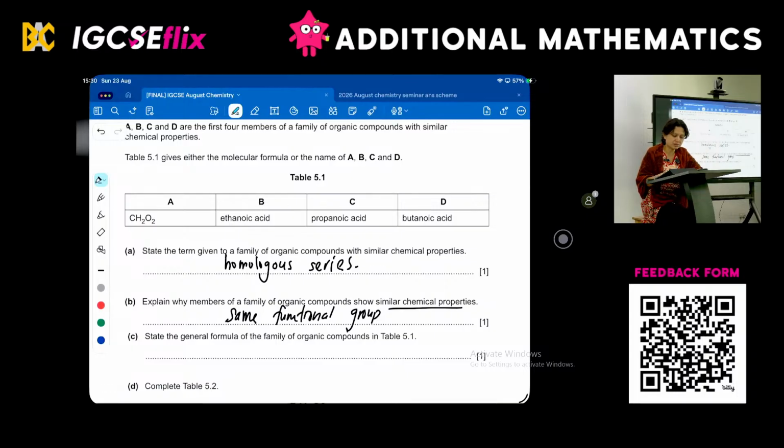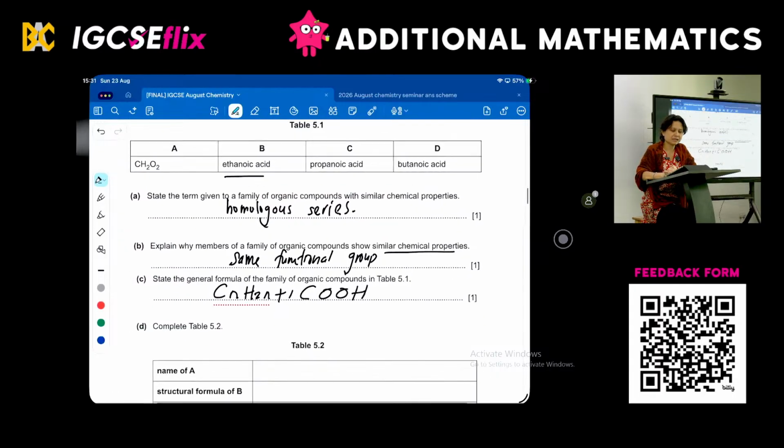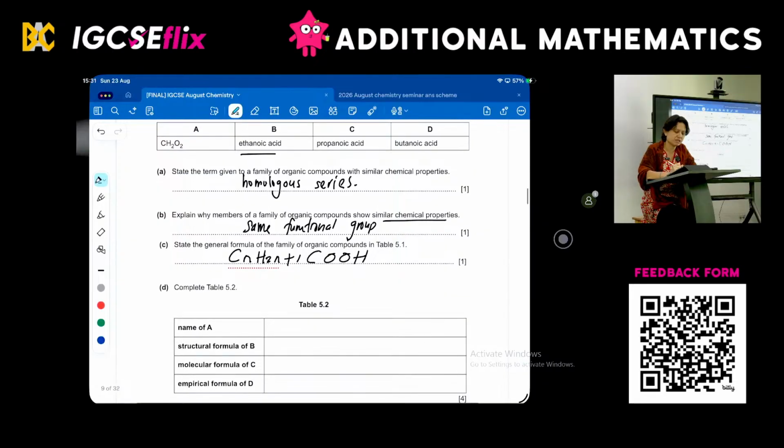So this is what? Ethanoic acid. So just now I wrote for you already: CnH2n+1COOH. Okay? Now, this question might seem very easy, but it's something that you have to read carefully. So, name of A. This one got how many carbons? 1. So, 1 is meth. So, it's methanoic acid. Okay?